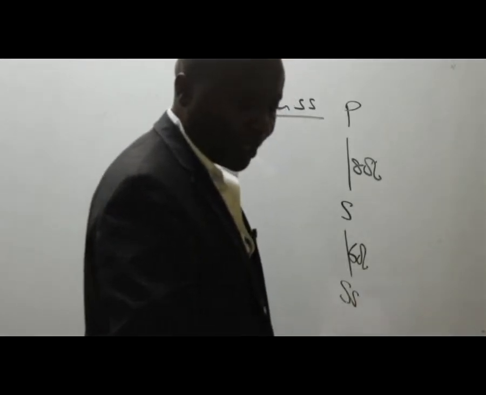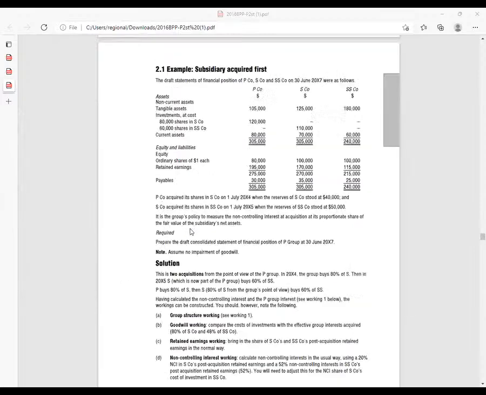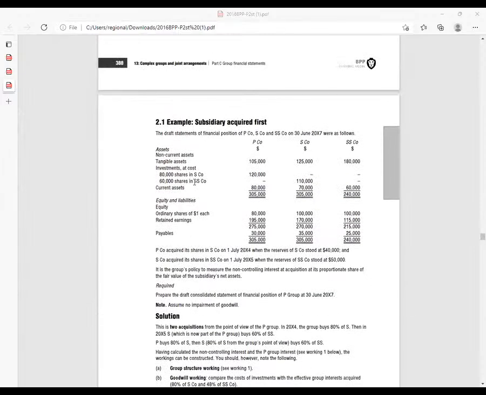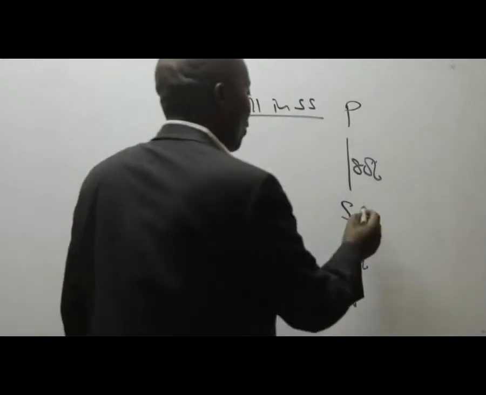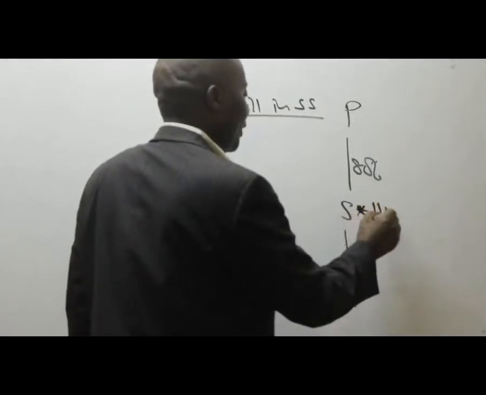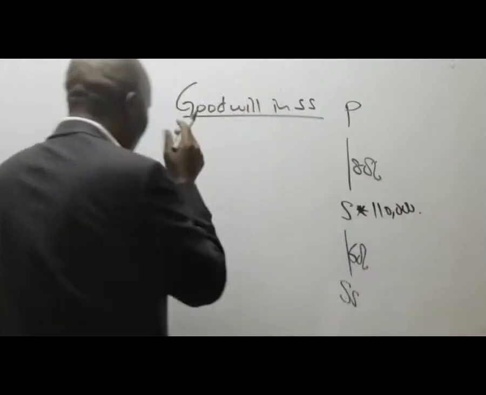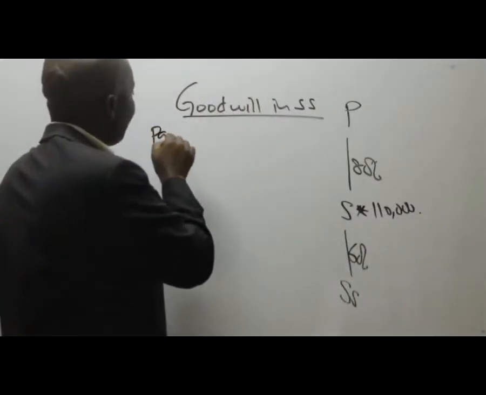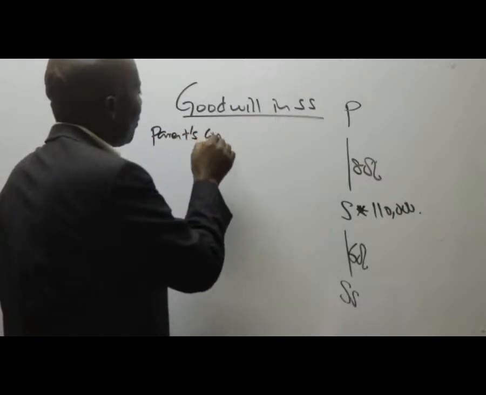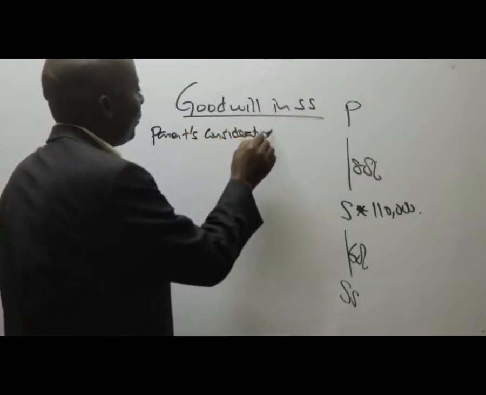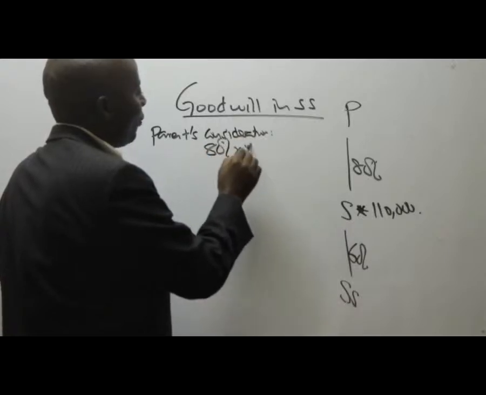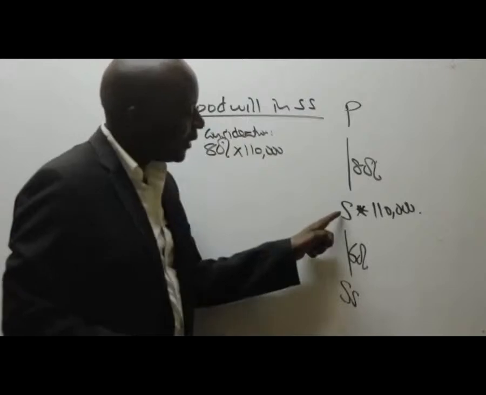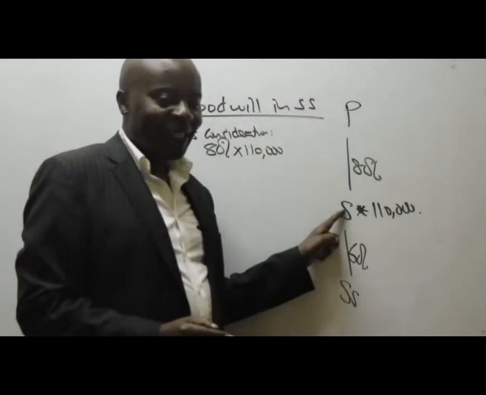Quite interesting. We are told here that these 80,000 shares in SS were bought by S company at 110,000. So it means that S paid 110,000 here. Very important. So come here and give us the parent's consideration. It is 80% of 110. The parent only owns 80% of S.